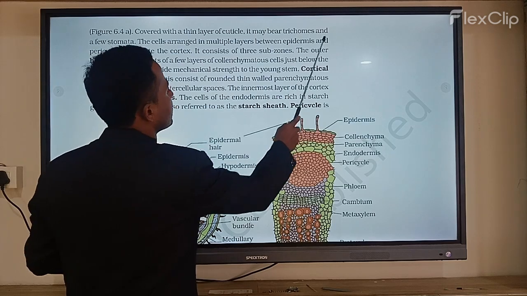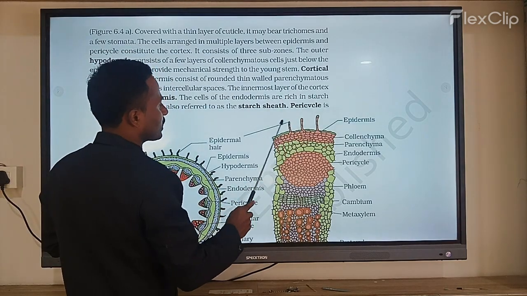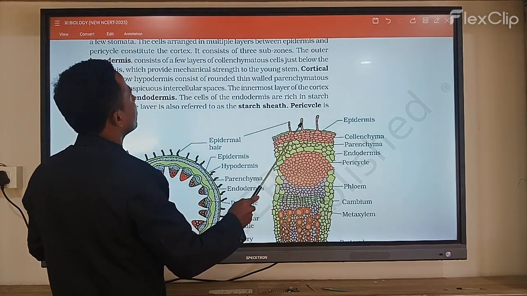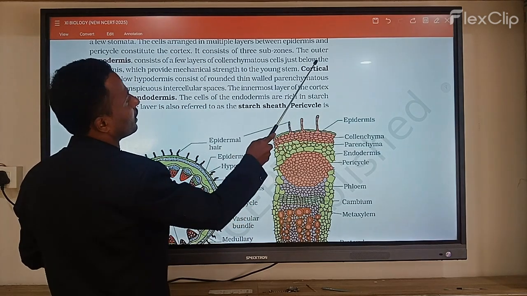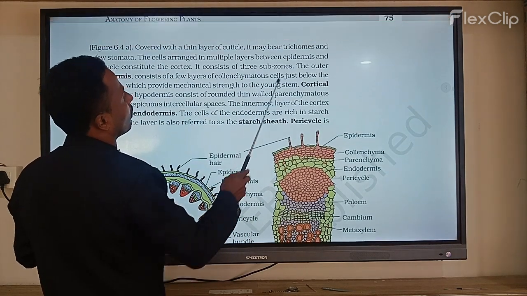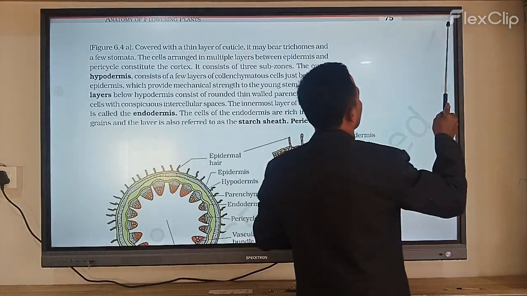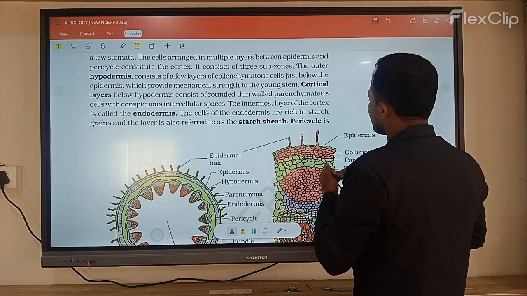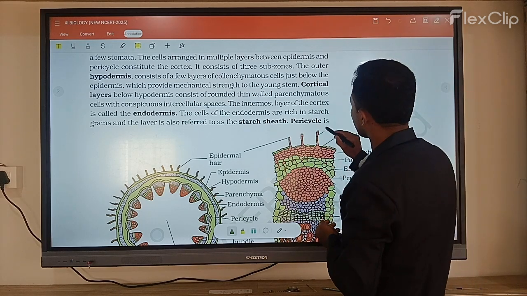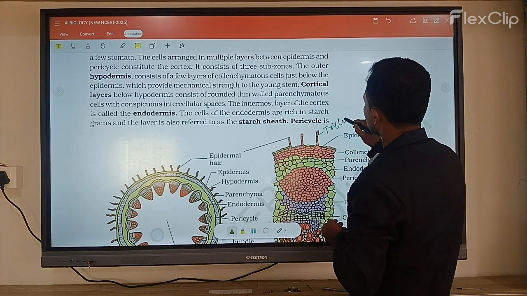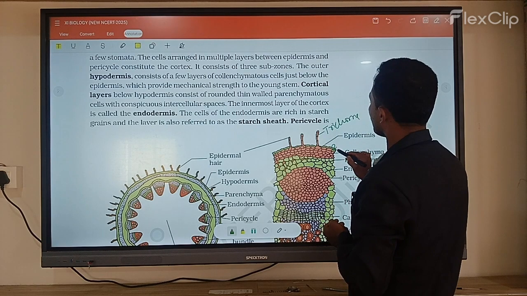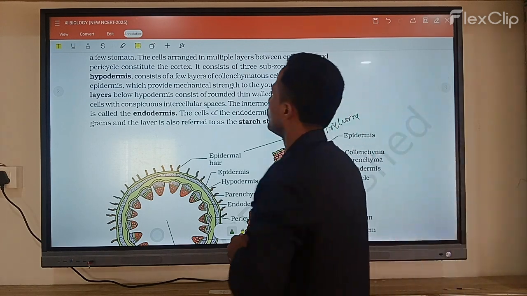It may bear trichomes. See here, small hair-like structures are present. Those are called trichomes. And a few stomata are also present.